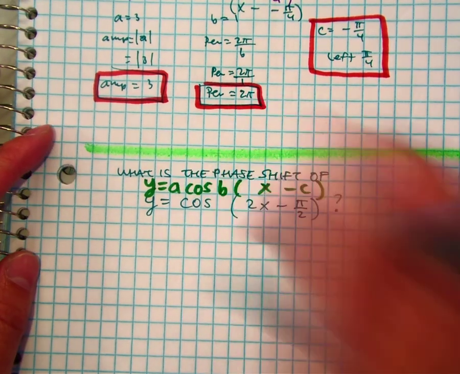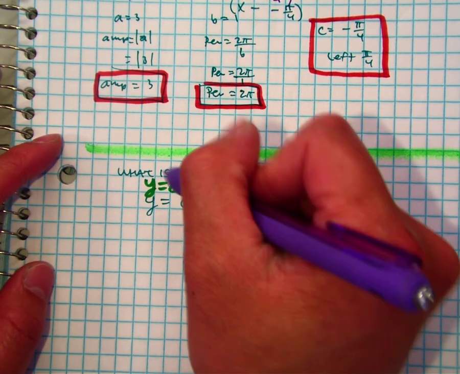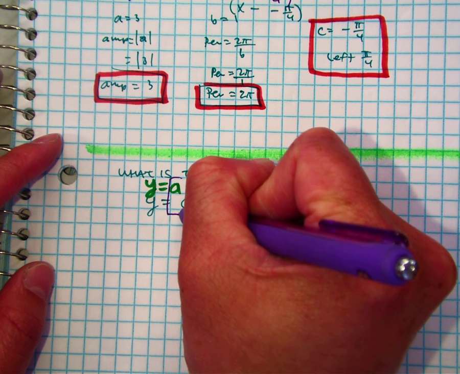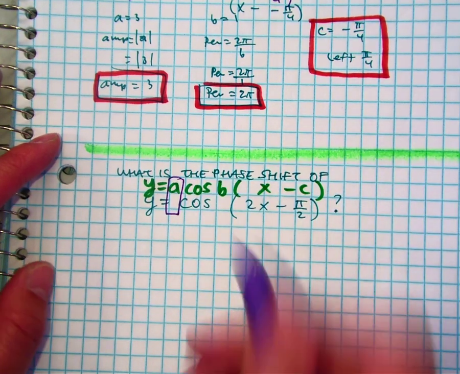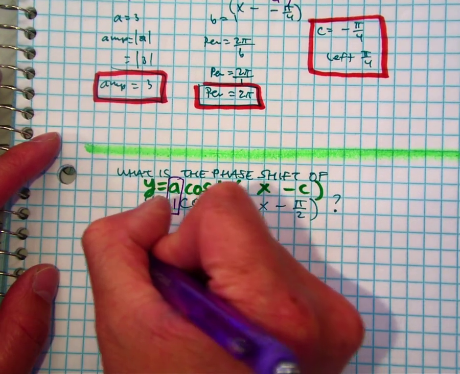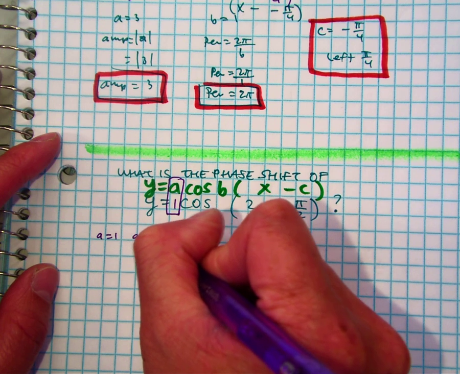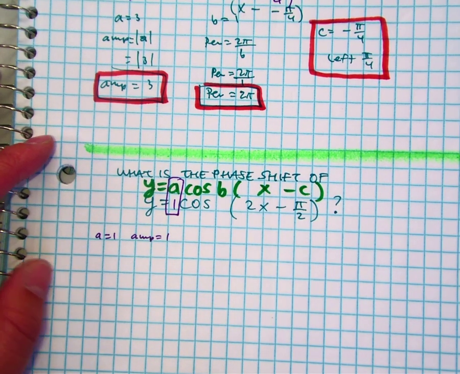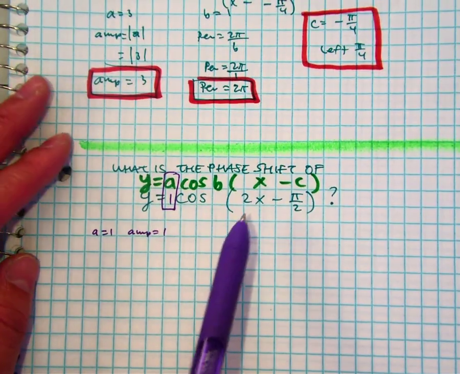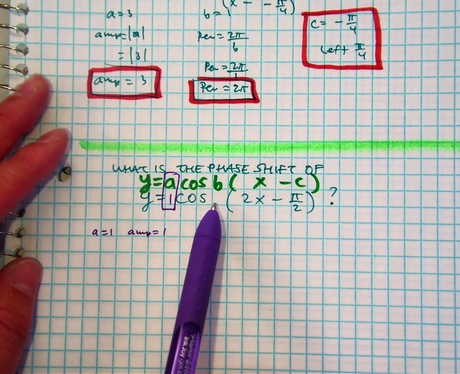Okay, so in this problem I recognize that there is no a value, therefore the a value must be 1. So that just means we have an amplitude of 1, right? Now pay attention. There is no b value.